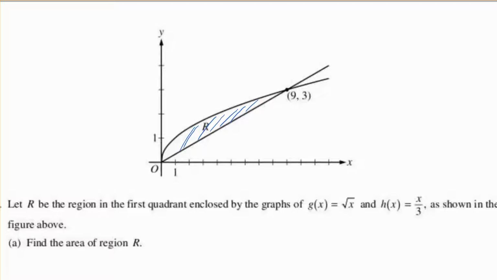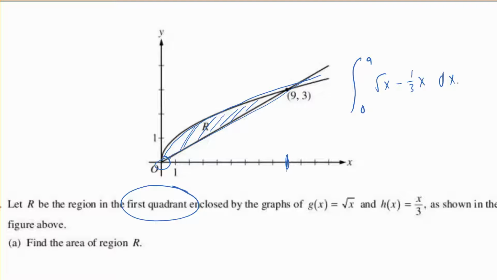So our top function is the square root of x. Our bottom function is x over 3. And it looks like we're going to go from, in the first quadrant, from 0 to 9, because that encloses them. 0 to 9, square root of x minus, and I'm going to write it as 1/3 x, dx.